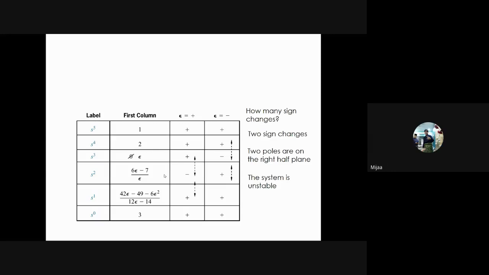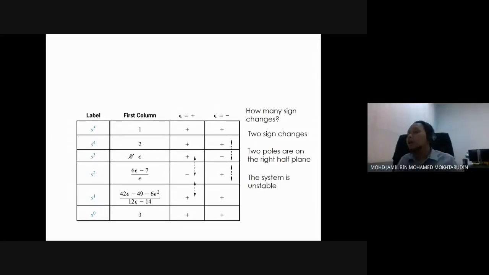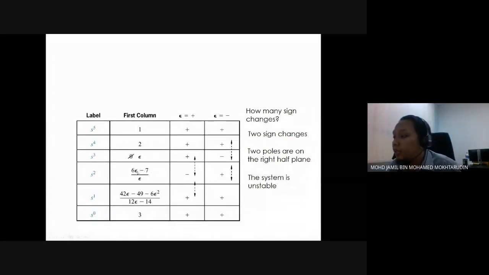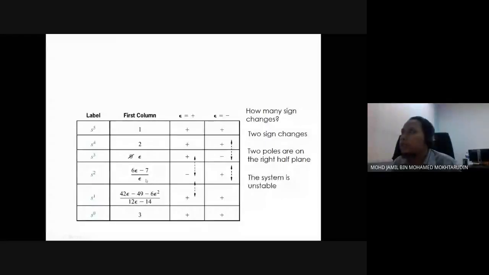Rasa macam mana nak tentukan positif dengan negatif je? Macam mana nak negatif? Okay, ambil calculator. Lepas tu letaklah epsilon ni, let's say 0.1. Then kira lah 6 times 0.1 minus 7, you get around 0.9, right? Negative 0.9. So negative 0.09. Okay? So you put negative here.